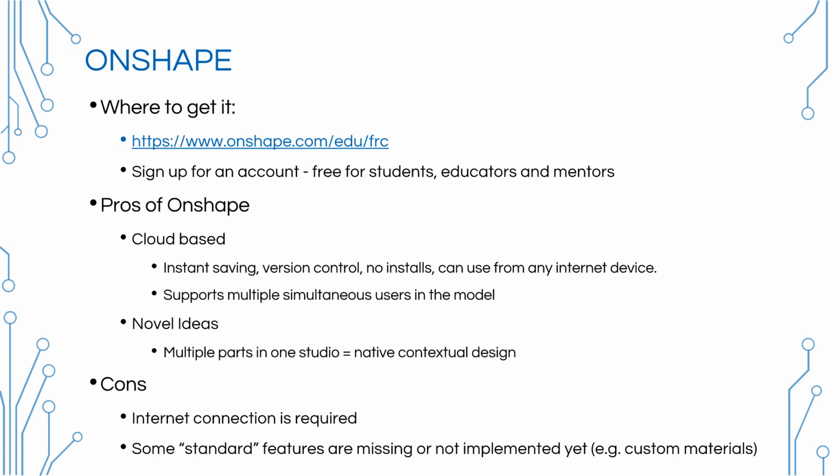And then one of the super big things that I really like about OnShape is they have some real novel ideas. As we've said before, a lot of these CAD programs are pretty close to the same. But OnShape is kind of breaking that trend with this multiple parts in one studio option. Instead of in SolidWorks, where you would make one part per file, here you make a part studio, and then you make all of your related parts, or even all of your parts, in one studio.